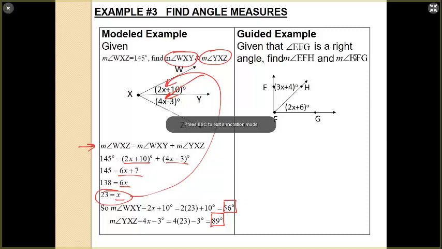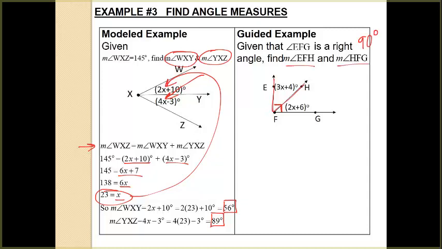So what I'm asking you to do is, in the guided example, I give you that EFG is a right angle. So I'll start you off on the right foot here. That means that's a right angle, and a right angle measures 90 degrees. Find EFH, which is this angle here, and find HFG, which is this angle here. You can go ahead and pause the video, or if you want to see how it's done, here we go.